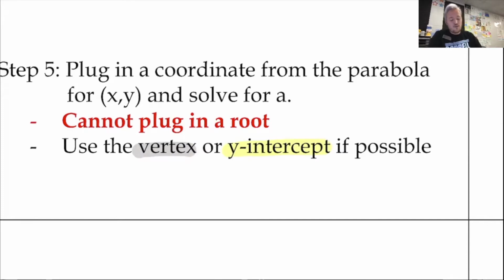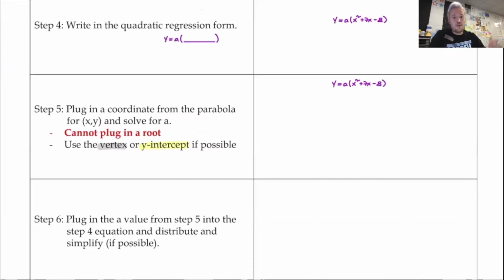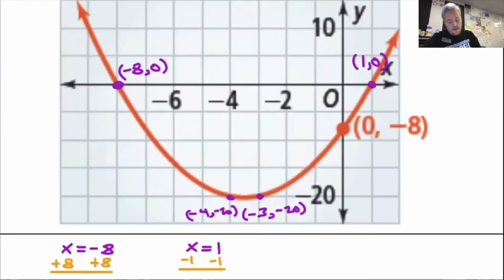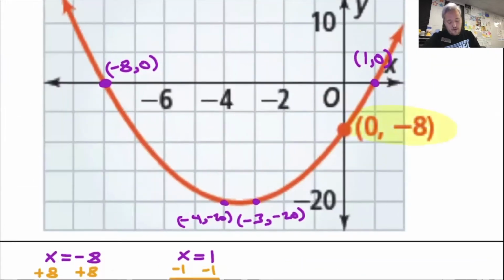So one thing to note, you cannot plug in a root. We already used the roots to write the original equation. All right. If you plug in the root, you're going to get something like 0 equals 0, and it's not going to help you. It's not going to solve anything. All right. So kind of referring back to my graph up here, they gave us the y-intercept of (0, -8). So that's what I'm going to use to plug in.